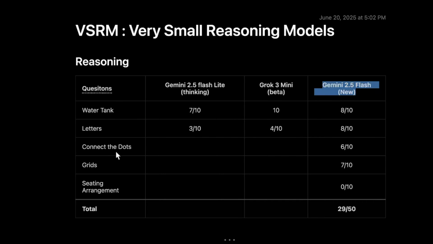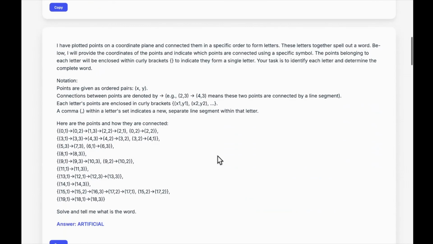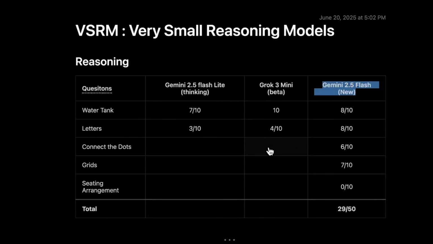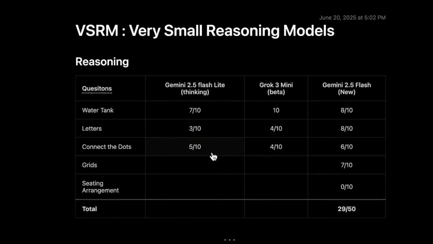Let's move on to the next question, that is connect the dots. You can see this is the question. It's pretty long. What you have to do is actually connect the dots in a Cartesian plane and find out what letters are formed and what is the underlying word. In this particular question, Grok 3 Mini again scores just 4 out of 10. What about Gemini 2.5 Flash Lite? It scores 5 out of 10. So again you can see this is actually smaller compared to the Gemini 2.5 Flash non-thinking variant.